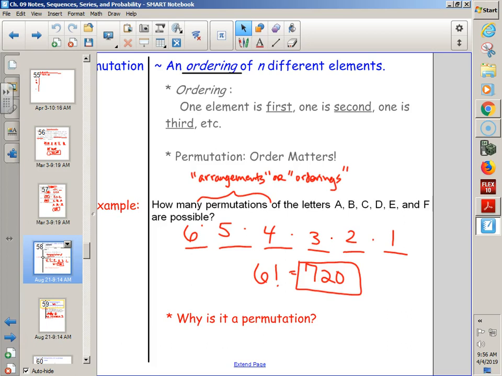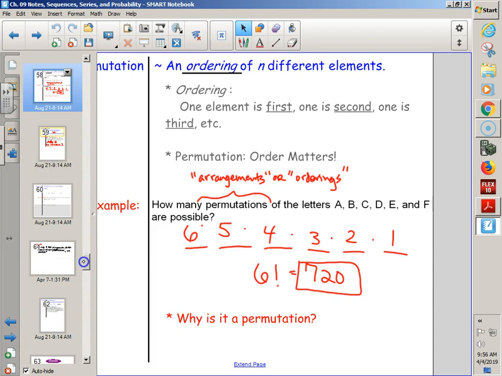Whether it's the favorable or whether it's the total, both are going to be important for probability. Okay? So in section 9.6, literally we're counting up, but we're counting up in a way that we don't have to write it all out, because that would suck.